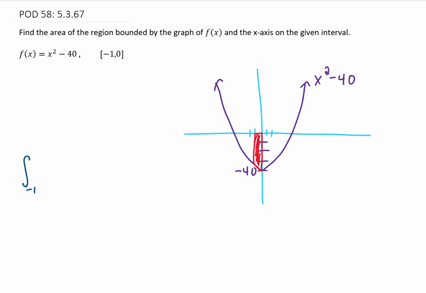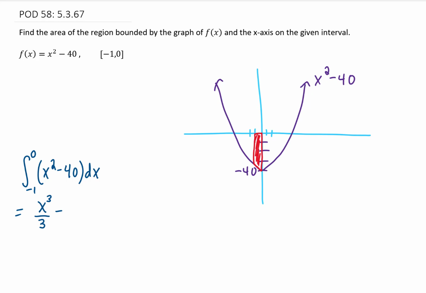We're going to integrate from x equals -1 to 0. We're going to integrate the function x squared minus 40, and we're going to integrate that with respect to x. We are going to do this integration using the power rule, and the power rule says that we're going to raise the power on our variable x by 1, and then we're going to divide by that new power.